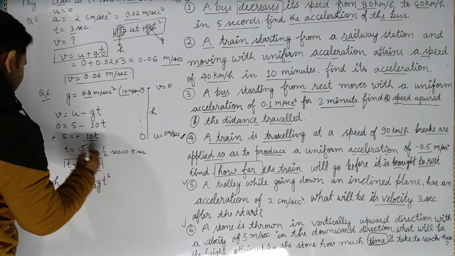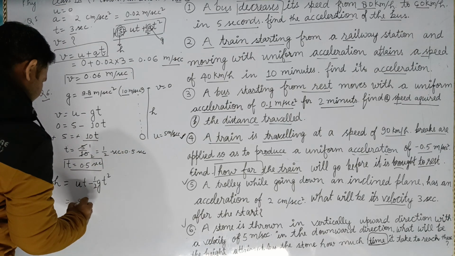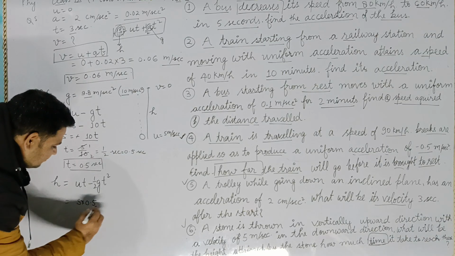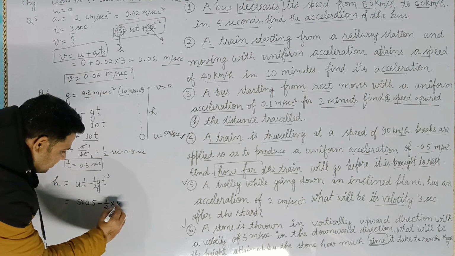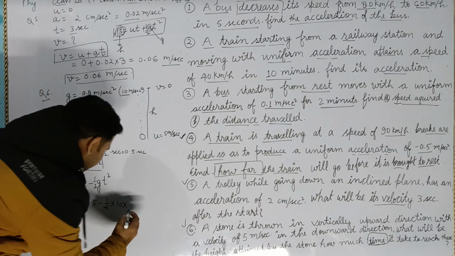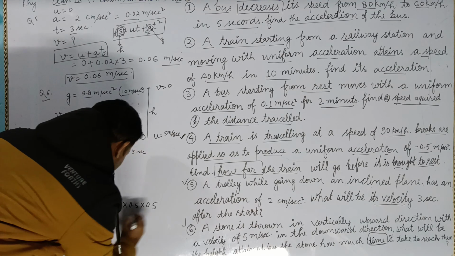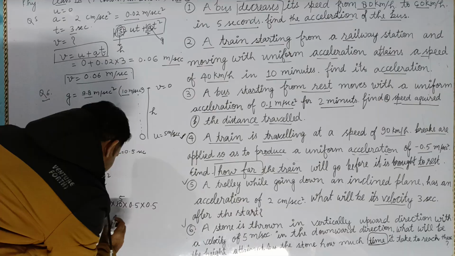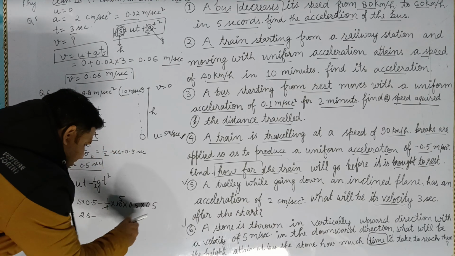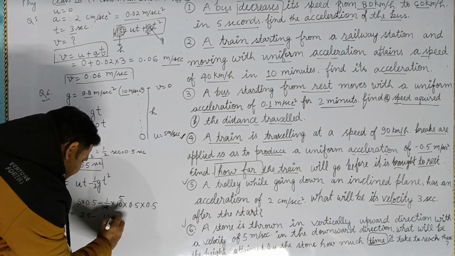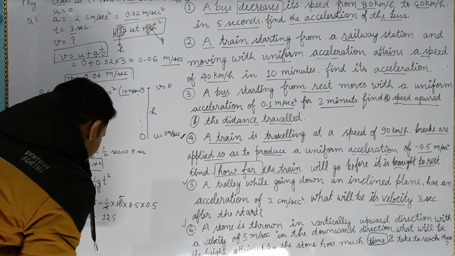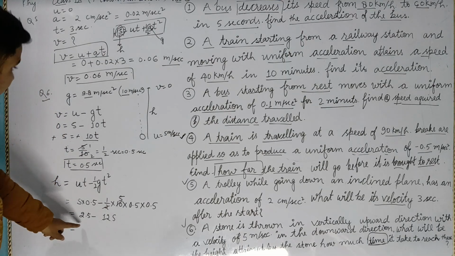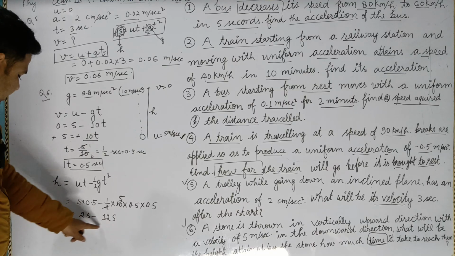Putting in the values, initial velocity is 5, time is 1 by 2 or 0.5, minus 1 upon 2, g is 10 and t is 0.5 and 0.5. 5 times 0.5 is 2.5, minus half of 10 is 5, 5 times 0.25 is 1.25. Subtract 1.25 from 2.5.